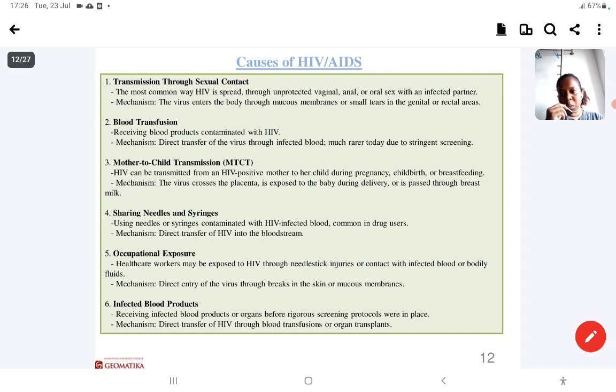Occupational exposure, like healthcare workers getting injured in the workplace while doing their work and being infected by the blood or bloody fluid, and thus the infected body blood products. Okay, this one is similar to the risk factors just now.